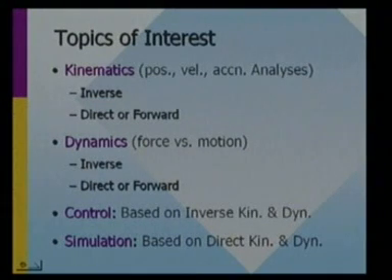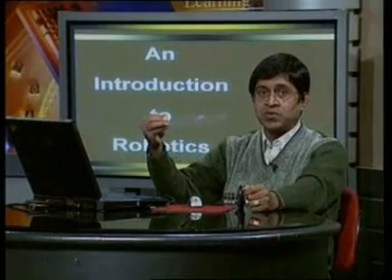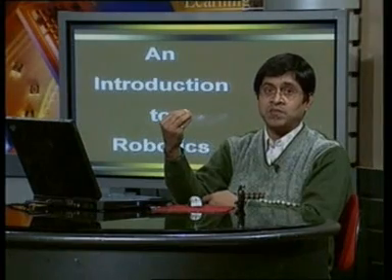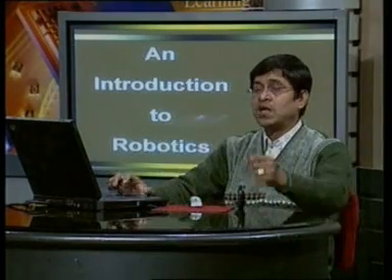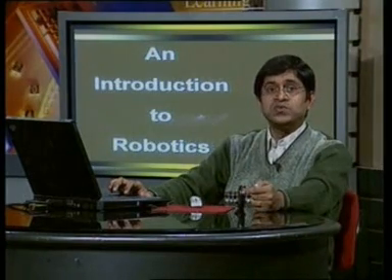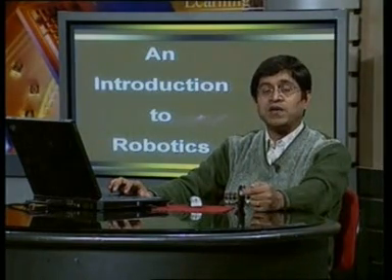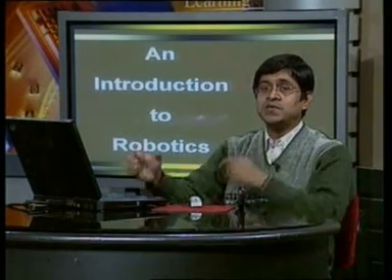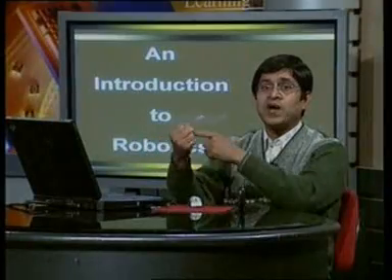In control, this inverse kinematics and dynamics are used, because as I said, the motion is described in Cartesian coordinates, but the control happens at the joints. So, we need to know how much torque will be applied here. So, that is for control. In simulation, without fabricating a robot, if you want to know how a robot will behave, then we perform simulation, which is like a direct dynamics. That means, giving the torque here, where it will move.